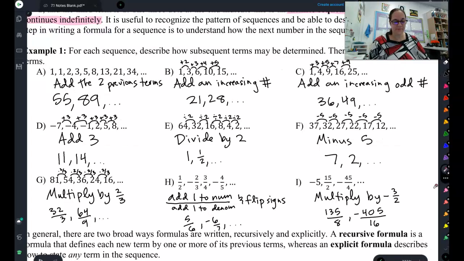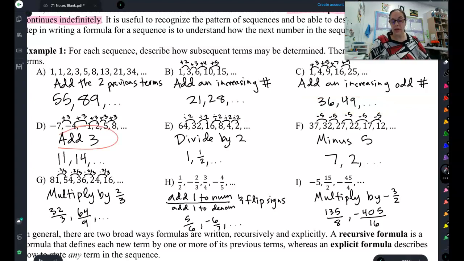Let's see how you did. This one I described as we're adding an increasing number. So 2, 3, 4, 5. There's my next 2 terms. Here I described it as we're adding an increasing odd number. 3, 5, 7, 9. And those are my next 2 terms.